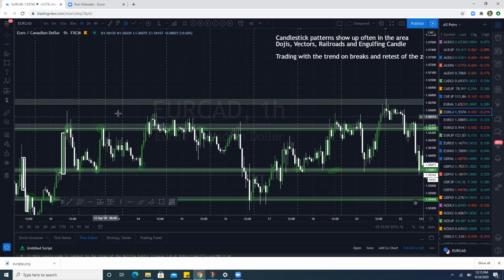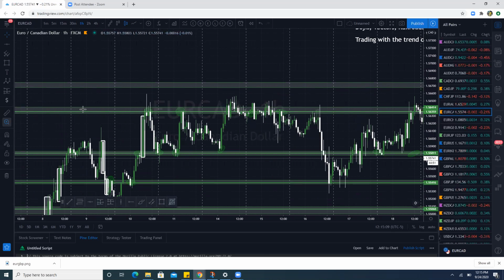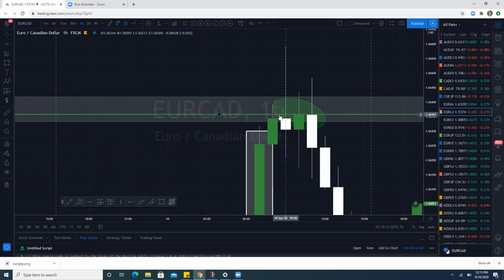So dojis, perfect example right here. Dojis are candles with small bodies and long wicks to both sides. Small bodies, but the wicks are longer than the body on both sides. Even though this one has a bigger body, this still counts as a doji because the wicks are longer than the body on both sides. So that is a doji candle. Body, wick, the whole thing is a doji. So you see how that shows up in that area.